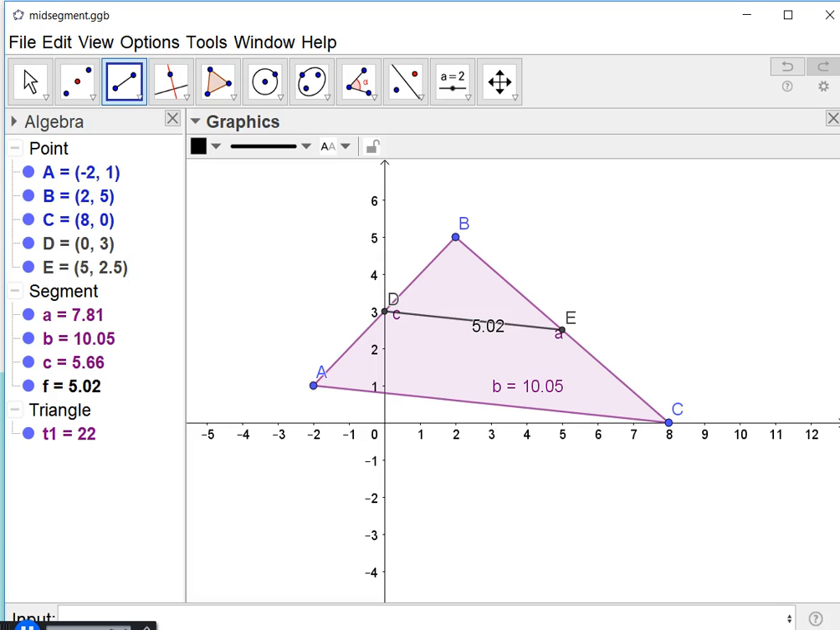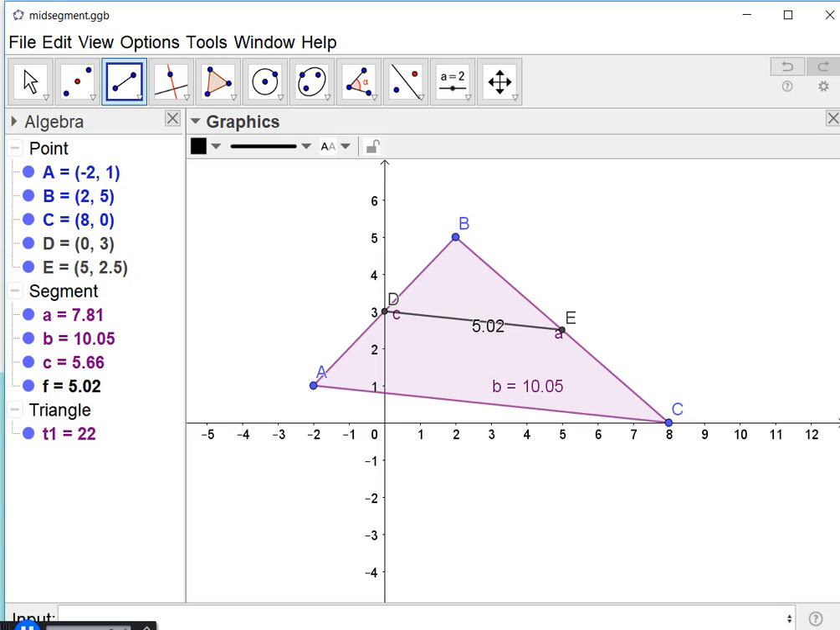Now remember, we talked in class that sometimes when we're using the software, we don't have the exact length, we have a rounded length. And so that's why we're not getting exactly double. But it's true that DE is half the size of AC.